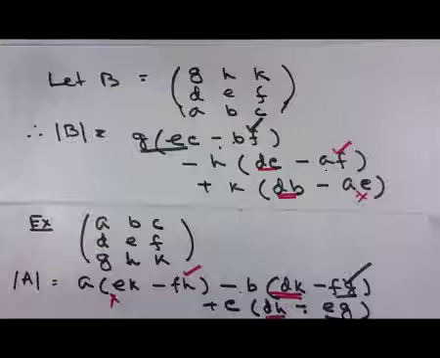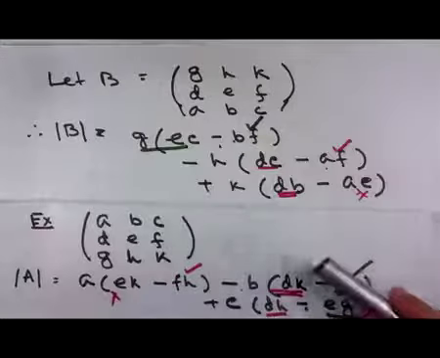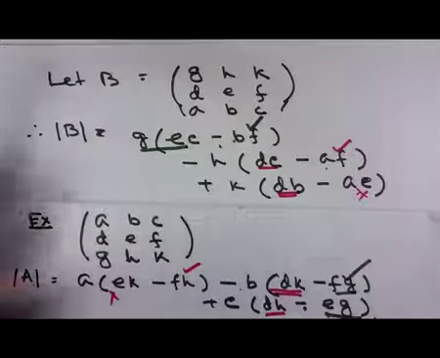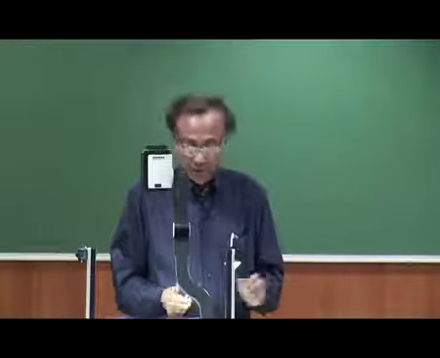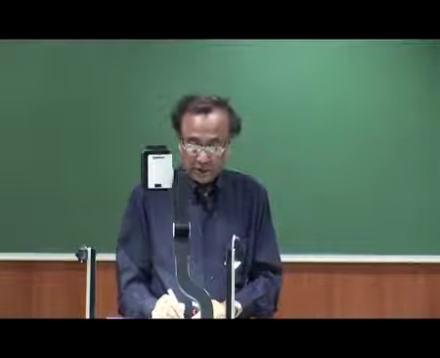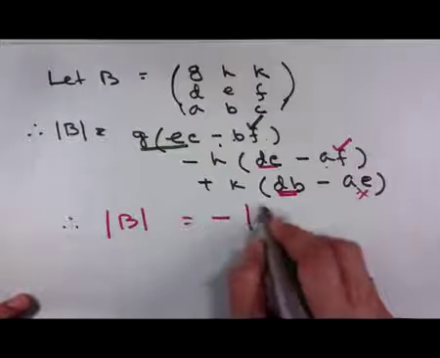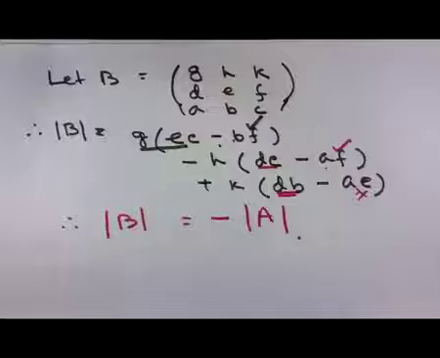Thus, we see that all the terms are retained, but the sign of all terms have been reversed. That is, if it was a positive here, it is negative here, and if it is a negative here, it becomes positive here. Or in other words, we can say determinant of B is equal to minus of determinant of A. Proved.